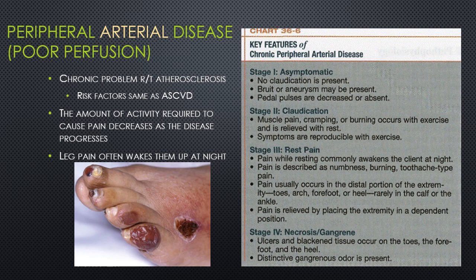In the first one, they are asymptomatic, but with a stethoscope you may be able to hear a bruit and there may be an aneurysm present. Pedal pulses will be decreased or absent due to the disease.